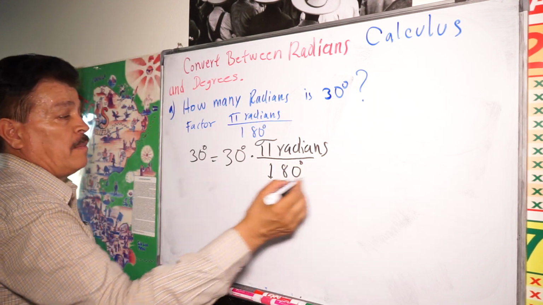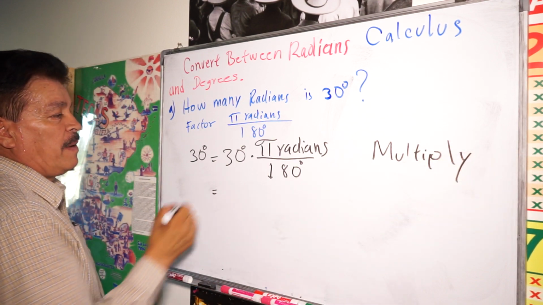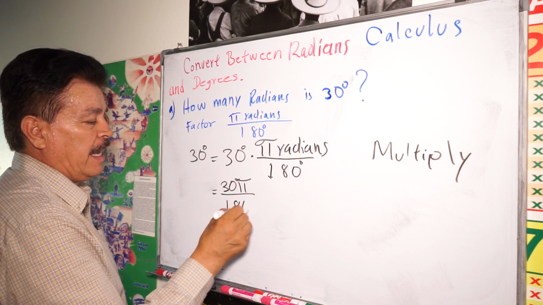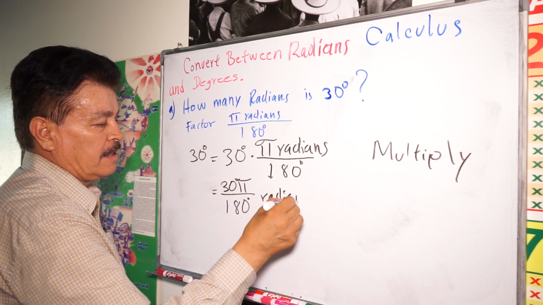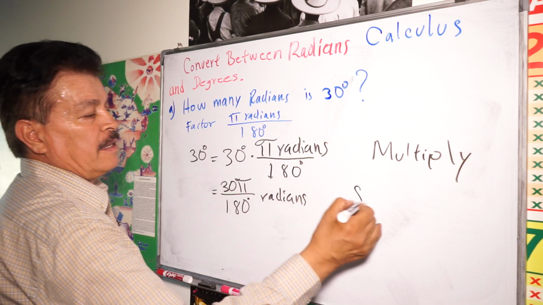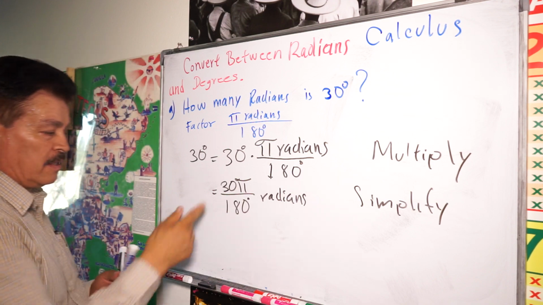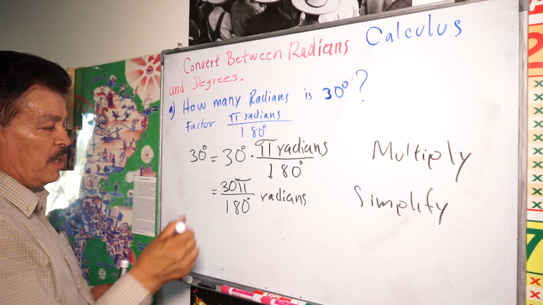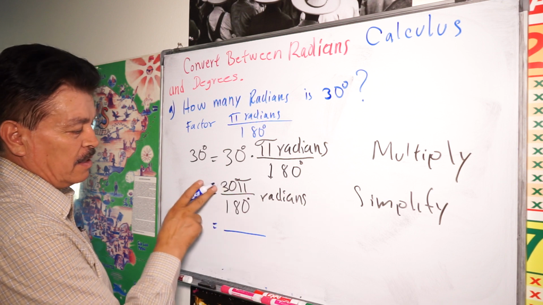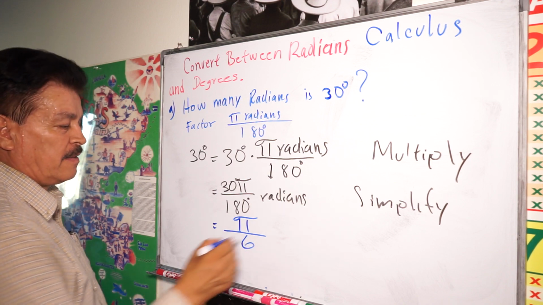Okay, now this is multiplied. If you multiply, you're going to have 30 times pi divided by 180 radians. Now, simplify here. If you simplify, look at this, it is 1/6, right? So it's pi over 6 radians.